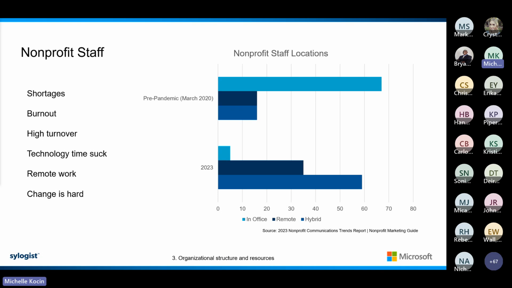Pre-pandemic, in March 2020, about 70% of people were working in the office, and about 15% were remote or hybrid. And then we saw a flip of that. So in 2023, right now, there's less than 10% that are fully in the office, about 35% that are remote, and then the rest are all in a hybrid, so a combo of in-office and remote.